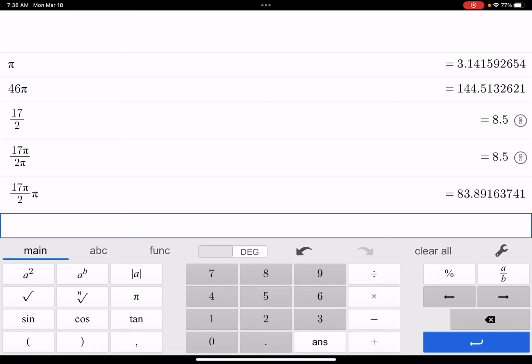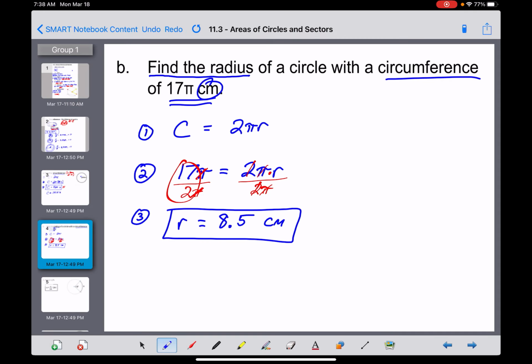But if you got 83.89, then what you did on your calculator is you typed in 17 pi divided by 2 pi. And it seems like that's what we were doing right here, but the calculator will actually do the 17 pi divided by 2 first and then multiply the result by pi, and that is not what we want. So this is not the way we want to type it in. On your multiview, you either should do it as a fraction, 17 pi over 2 pi, or 17 pi divided by, and you would need to put the 2 pi in parentheses.